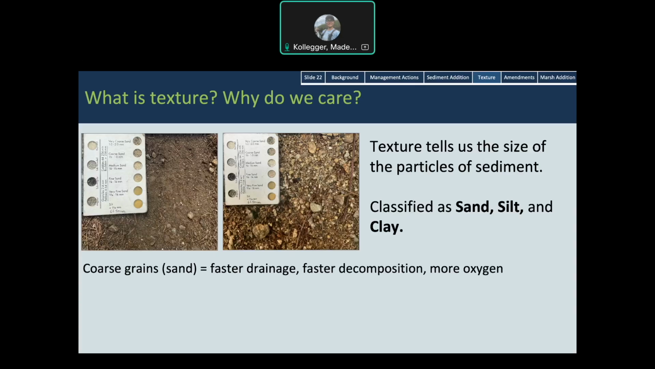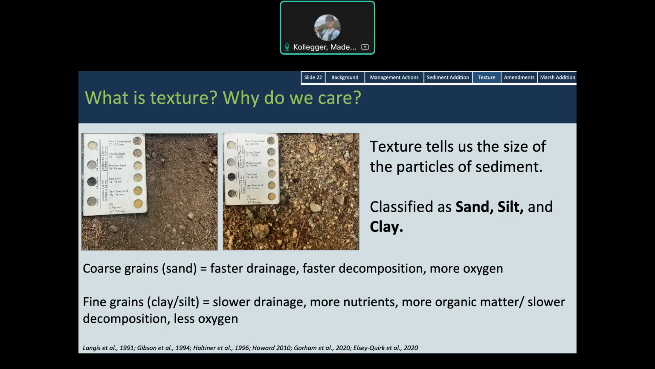And we care about what the sizes are because coarse grains such as sand will allow for faster drainage and decomposition and have more oxygen. But fine grains will have slower drainage, more nutrients and more organic matter, and less oxygen. And so kind of knowing what proportion of sand, silt, and clay you have can tell you how fast your soil is going to drain, how many nutrients it will have, and so on.